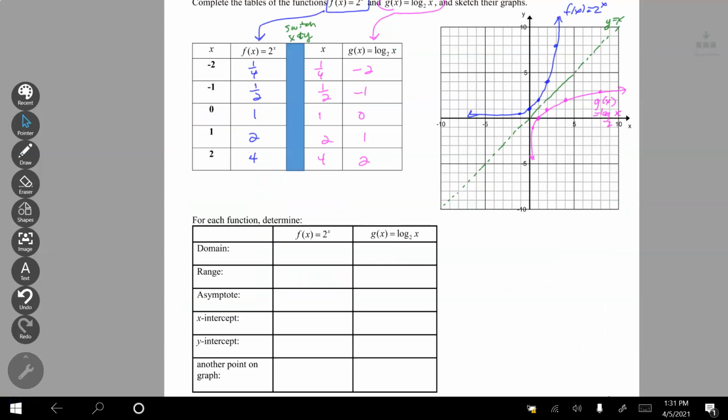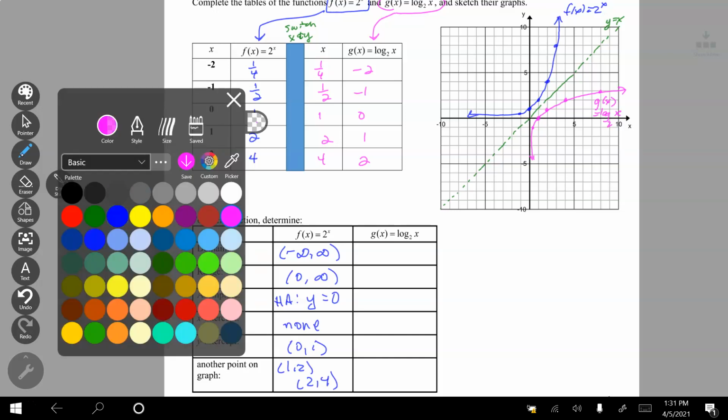So let's look at the characteristics. First, the characteristics of the blue graph, the exponential. The domain is all real numbers. The range is 0 to infinity. There is a horizontal asymptote of y equals 0. There is no x-intercept on that blue graph. The y-intercept is 0, 1. And if I want to name another point on that graph, I could say 1, 2 or 2, 4. There's more than that, but that's good enough.